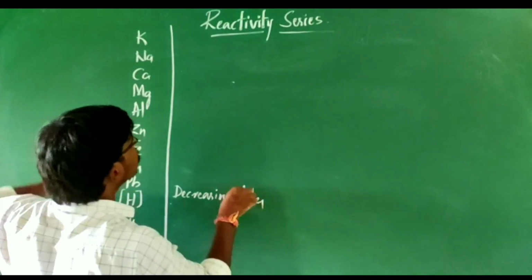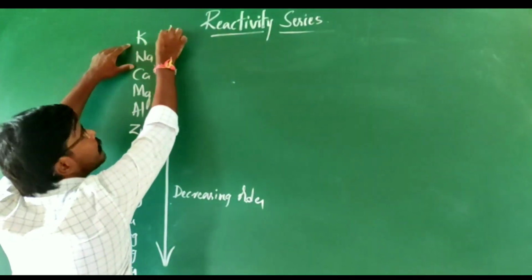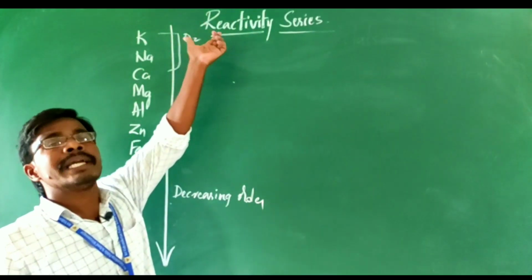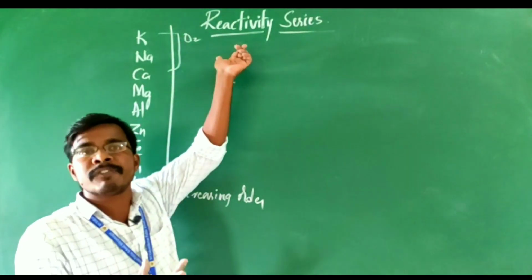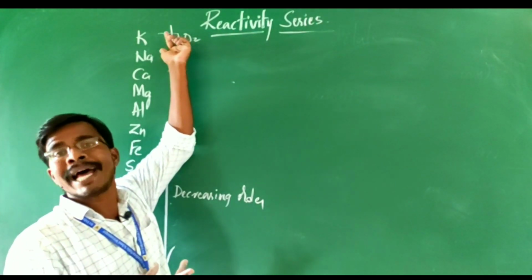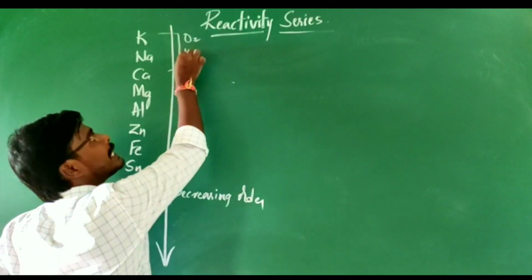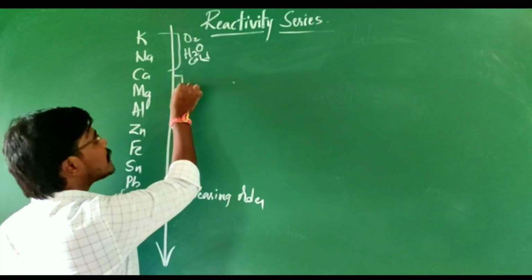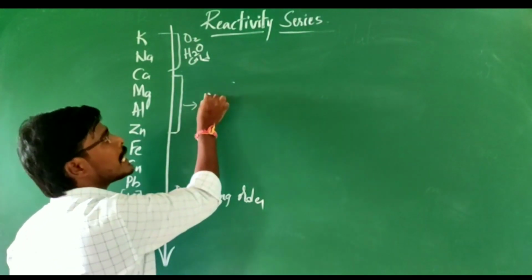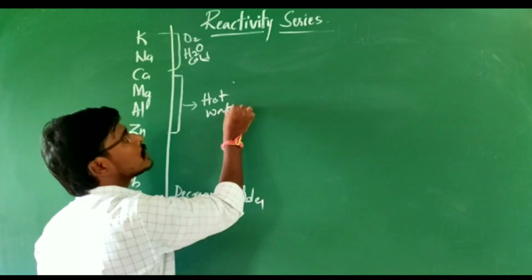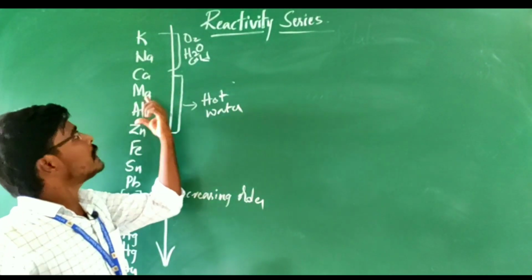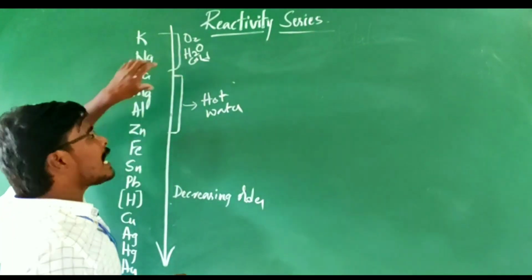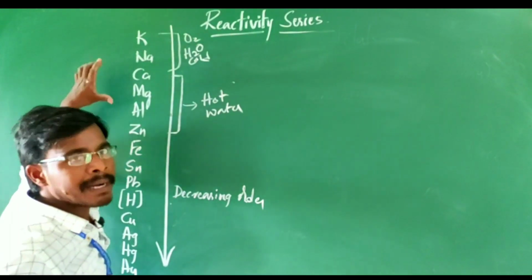of reactivity. So here potassium, sodium, calcium will react with oxygen very easily. They readily react with oxygen and catch fire. Due to that, we say they are the most reactive elements. They also react easily with cold water. When you come to magnesium, aluminum and zinc, these will react with hot water. They do not react easily with cold water, but they will react with hot water. So they are a little less reactive when compared with potassium, sodium and calcium.